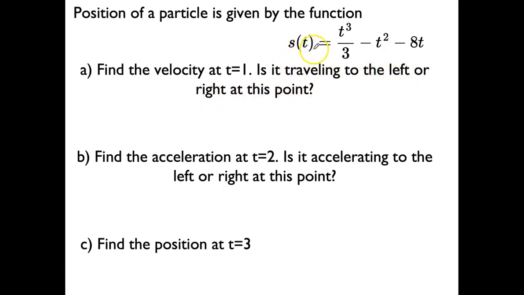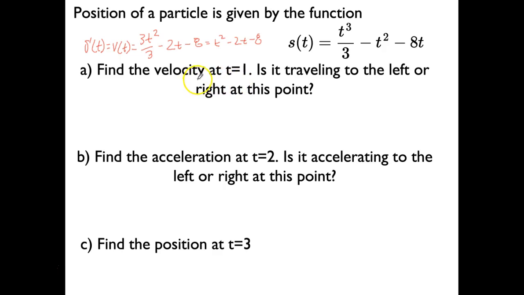Okay, so if we want to find the velocity, this is a formula for position. We're going to need to find the derivative of this. So let's do the derivative over here, and I'll call it s prime of t, or we can call it velocity. The derivative would be 3t squared over 3 minus 2t minus 8, right? And we can simplify that to just be t squared minus 2t minus 8.